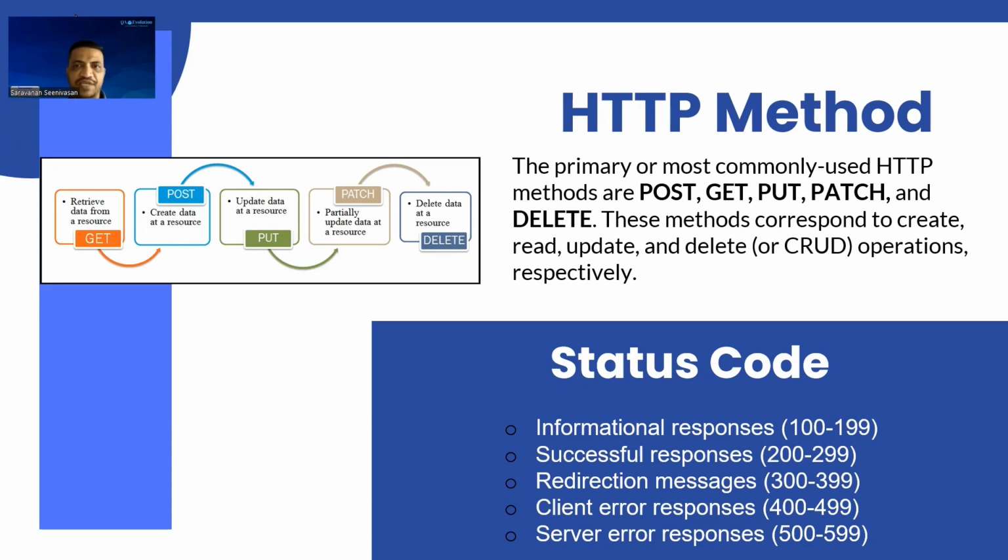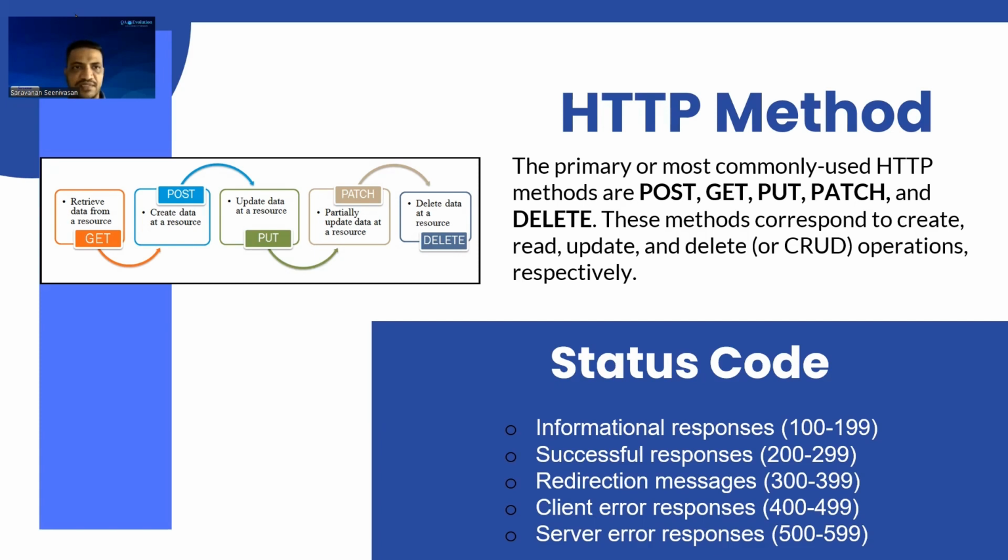So for every method that you send, there are respective status codes as well, and a status message. The status code will come like a 200. Anything under the 200 series is a successful response. It's a sign of success.